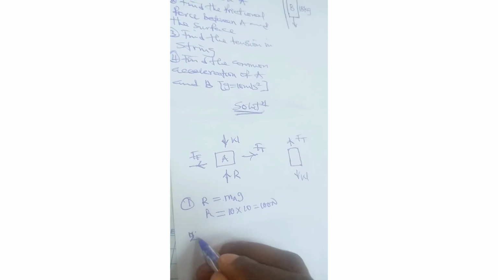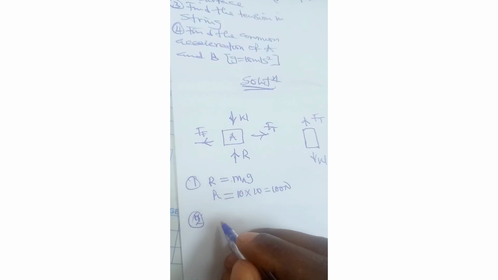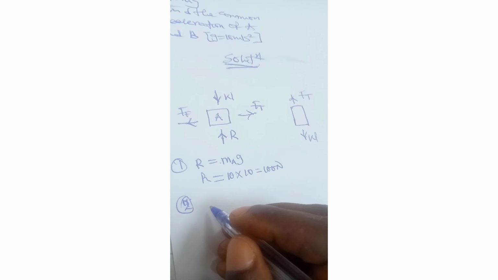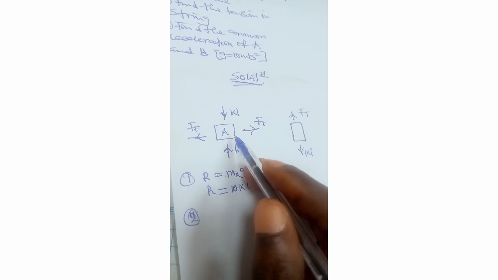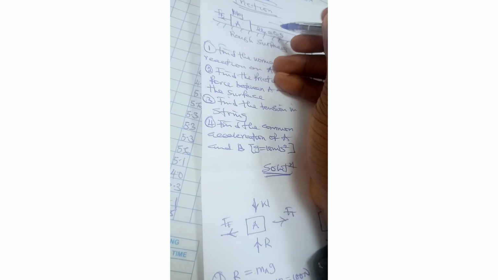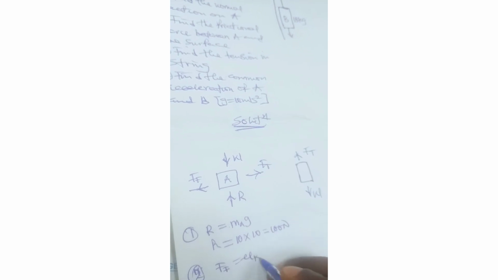That's very simple. The second question that we're asked to find is the frictional force. To calculate the frictional force here is very simple also. Remember, this is A. The coefficient of static friction is given in that question to be 0.5. Now remember that the frictional force, to calculate it, will be F is equal to μR, that is μ times the normal reaction on A.